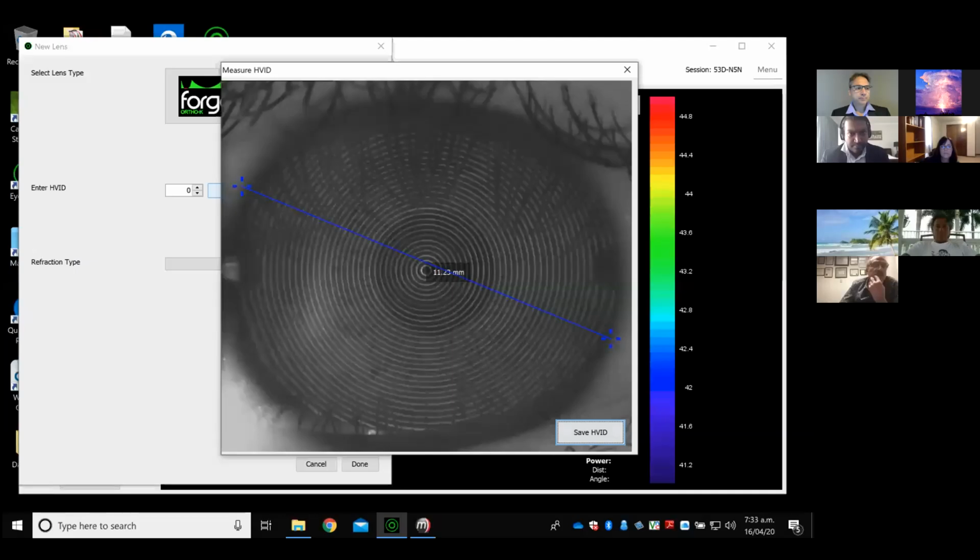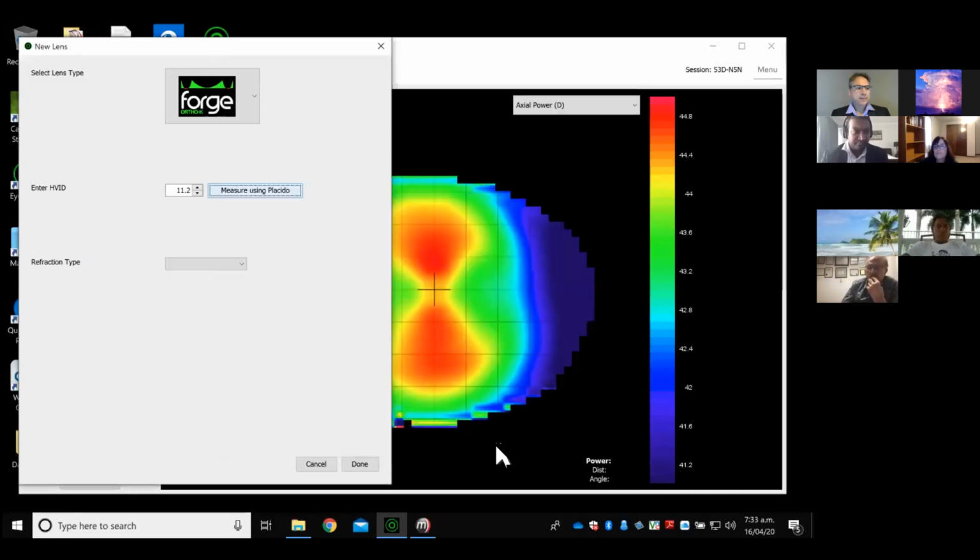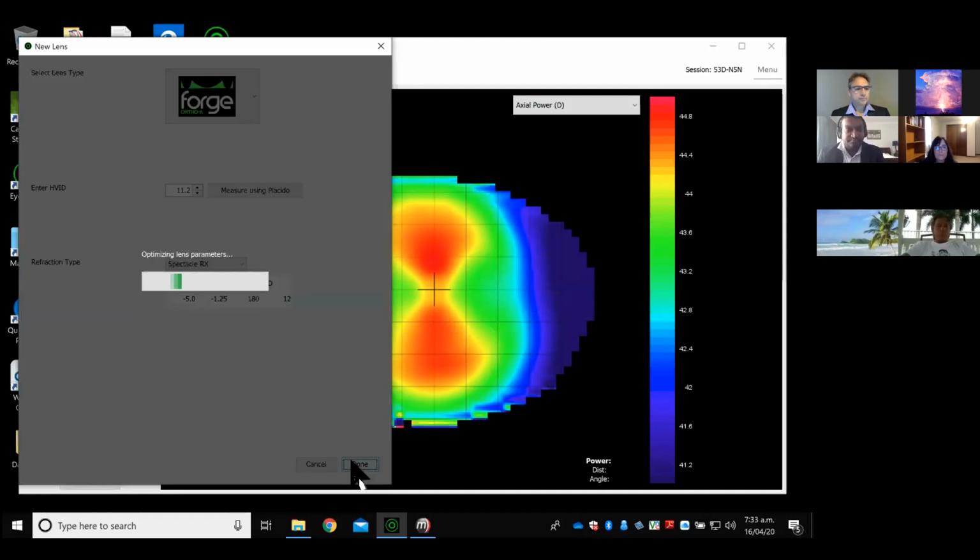the cornea. So Jagger, it's measuring from black to black through the center. That's 11.2 millimeters. And he will then choose to enter the spectacle prescription. So Jagger, what are we going to go for? There you go, a -5 with a -1.25 cylinder at 180. Okay. Click done.